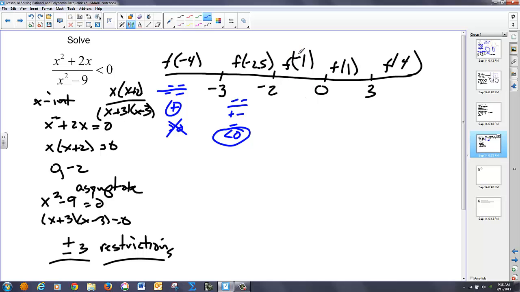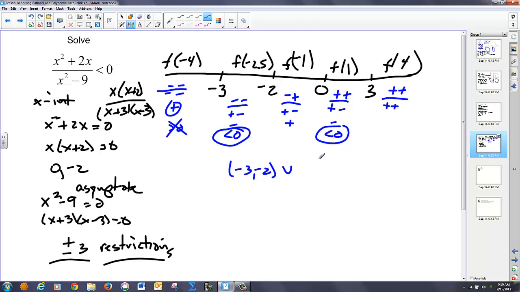If I put in a negative 1, that's a negative and a positive on top. On the bottom I have a positive and a negative, which is a positive. That's not what I want. Plug in a positive 1. 2 positives on top. Positive and negative on bottom, which is a negative, which is less than 0. Happy with that. Plug in the 4 and I'm all positive. So again, this is strictly less than. Nothing can be included in here. So I'm going from negative 3 to negative 2 in union with 0 to 3.